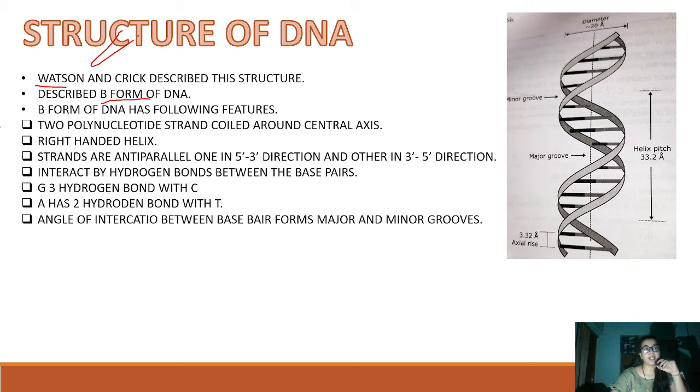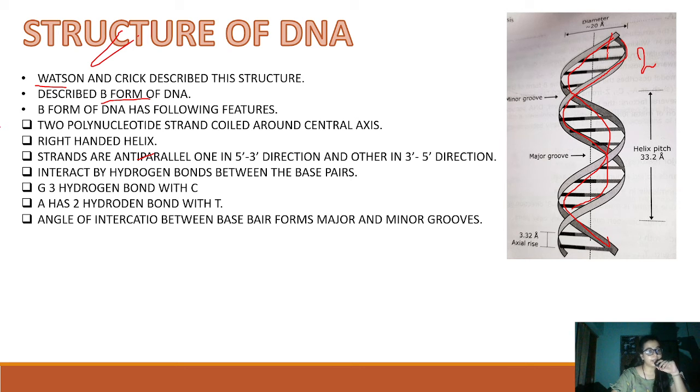But what are the characteristics of the B form of DNA? First, let's discuss that. First is that there are two polynucleotide chains. This is one polynucleotide chain, and this is another polynucleotide chain, twisted around each other. So that's why two helical strands are coiled around each other.